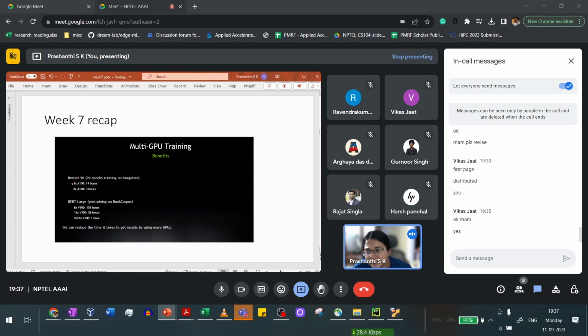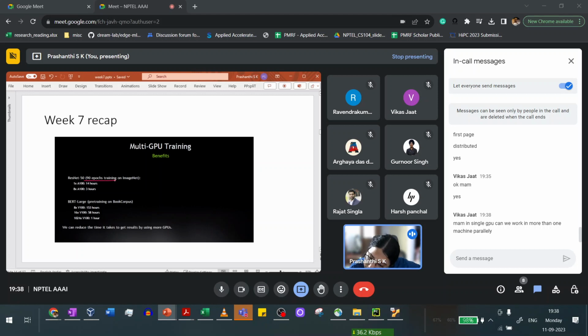So here are some examples which will help you understand this. ResNet 50, 90 epochs training. Again, as a recap, an epoch is where you finish training on the entire dataset once. And remember that training is iterative, so it happens over multiple epochs.